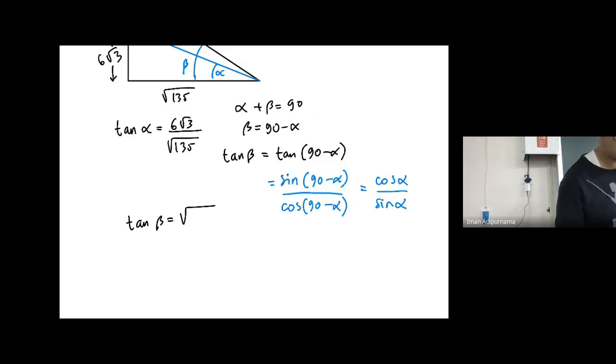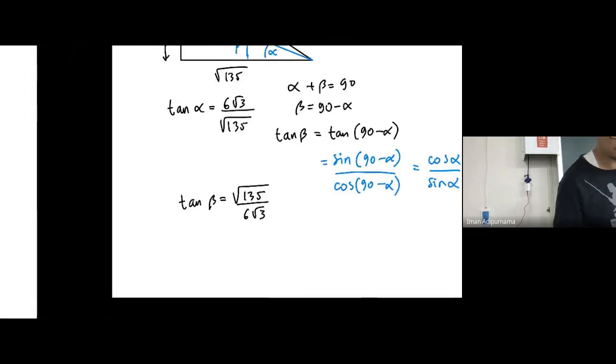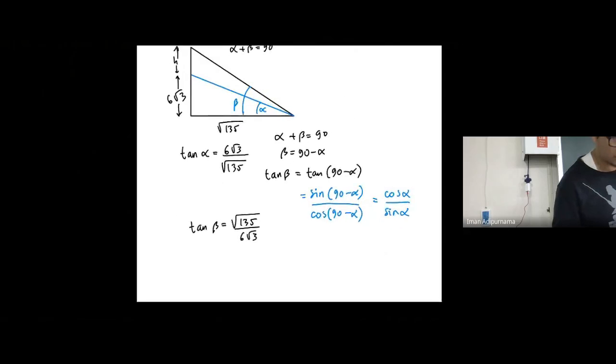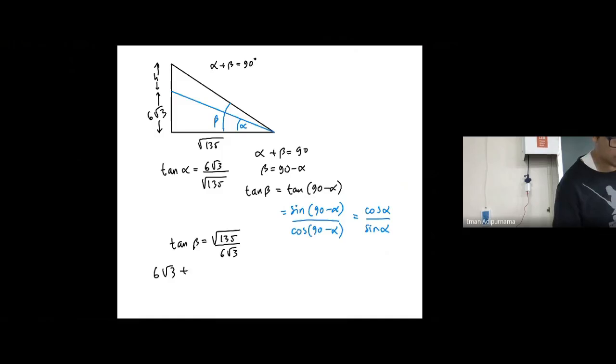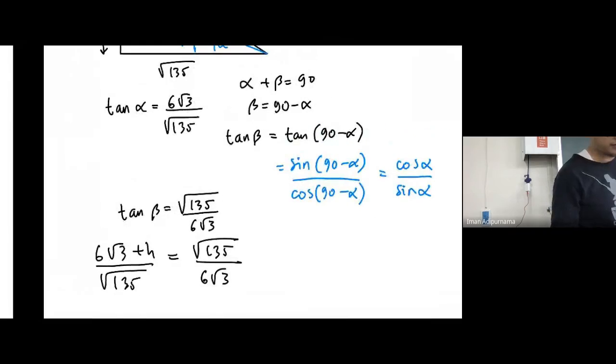is equal, and from the picture we get that tangent beta is 6 square root of 3 plus h over, and we get this expression and solve for the height. To solve this, you just cross multiply. So 6 square root of 3, 6 square root of 3.